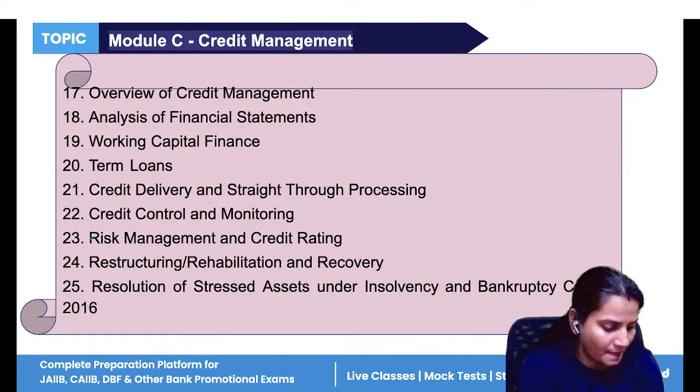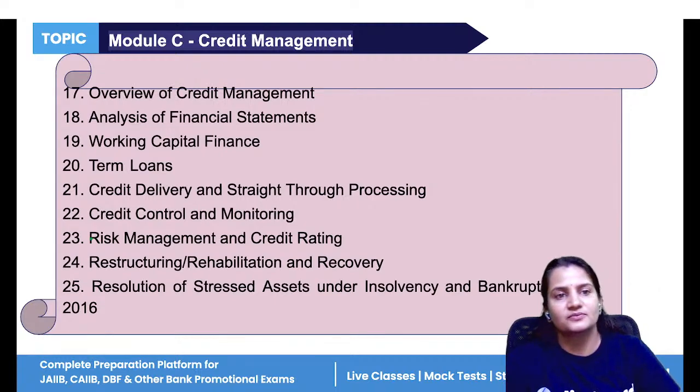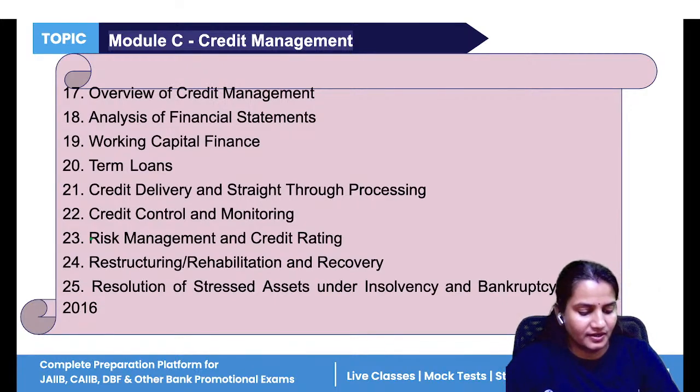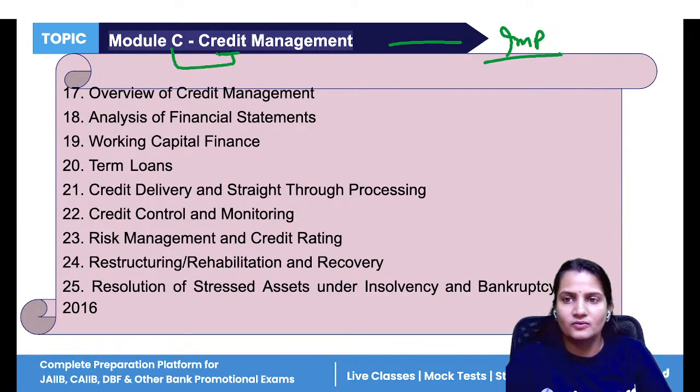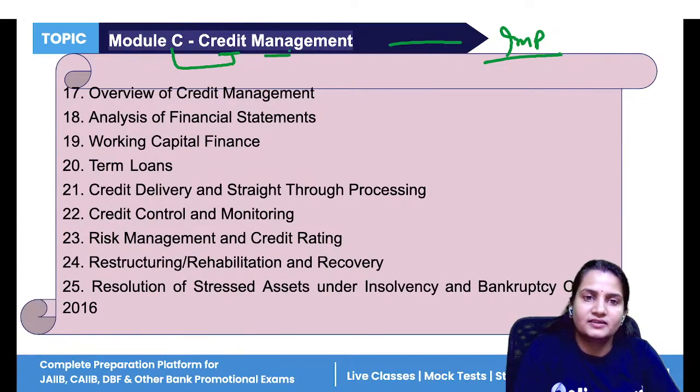Now, next is module C, which is all about credit management. Again, this module is very, very important. Why is this module important? Because it is directly related to your bank. How? In a bank, the basic fundamental of any banking activity is to accept deposits and to provide advances. So credit management is that only.